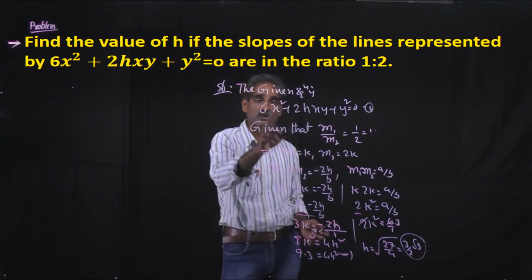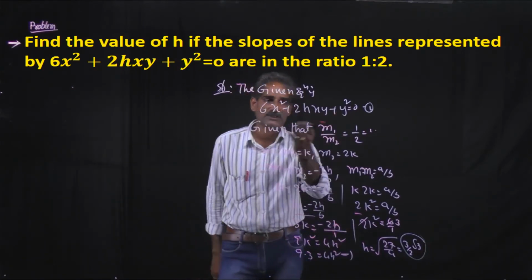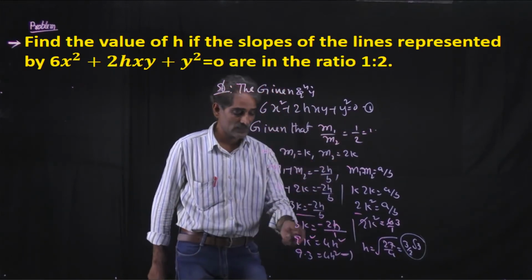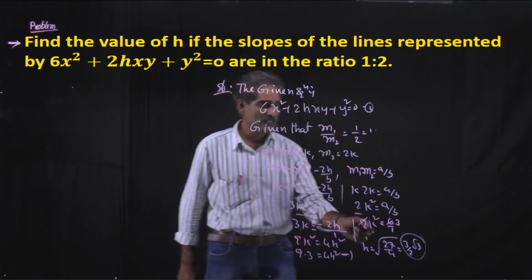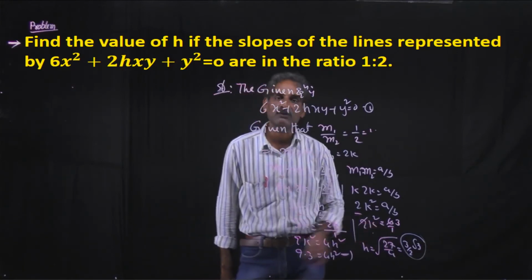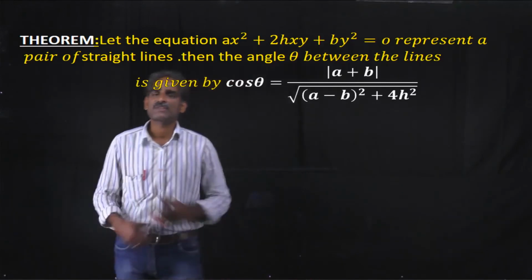But here we have a equal to 6, b equal to 1. Just replace a and b values by 6 and 1. Then we will get 3k equal to minus 2h, and 2k square equal to this one. Just eliminate k. By eliminating k we can find out the h value. Understand? Right.